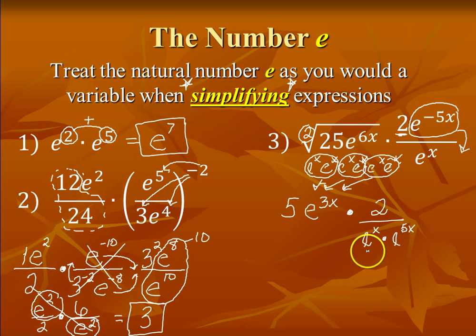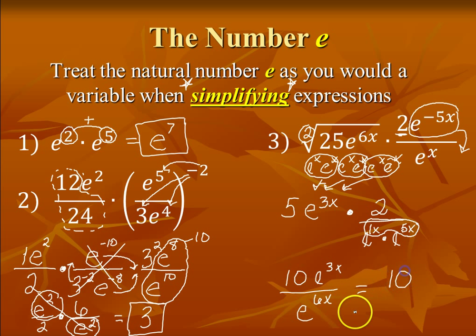Okay, now let's start to combine. I've got 5 times 2 on the top. 5 times 2 is 10. E to the 3x over. I've got 2 e's on the bottom. I've got e to the x times e to the 5x. What am I going to do here? This is a multiplication, so I have 1 and I have 5, so therefore I have e to the 6x.